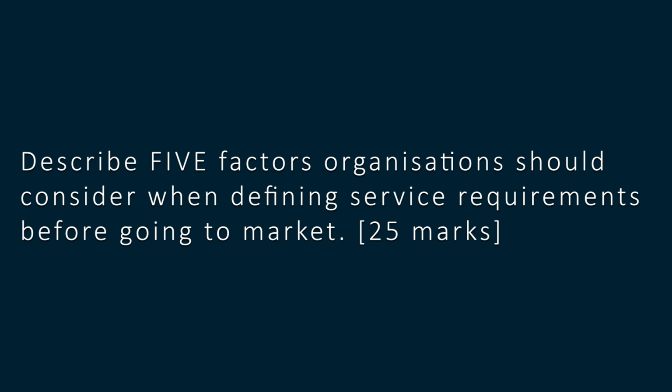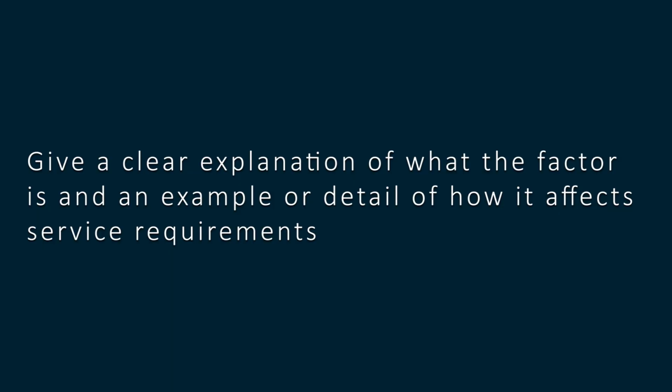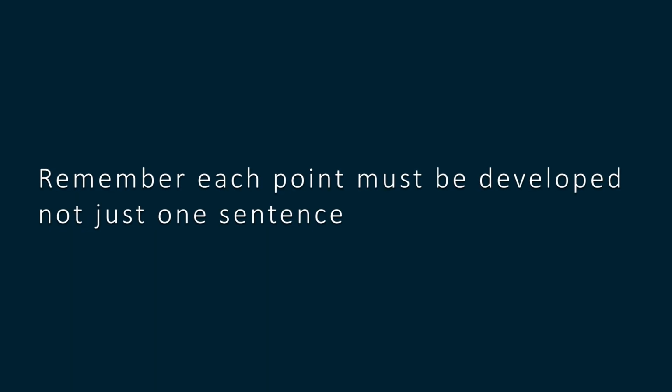In fact, most of these questions will tell you either outline 5 things, explain 5 things, whatever, but just make sure you know how many they want based on the marks. So for example, let's use the question that we've talked about before. Describe 5 factors organizations should consider when defining service requirements before going to market. In this case, the command word is describe. So what does that mean? Meaning, give a clear explanation of what the factor is and an example or detail of how it affects service requirements. And so in this case, your points are going to be 5 points because you're told to describe 5, right?